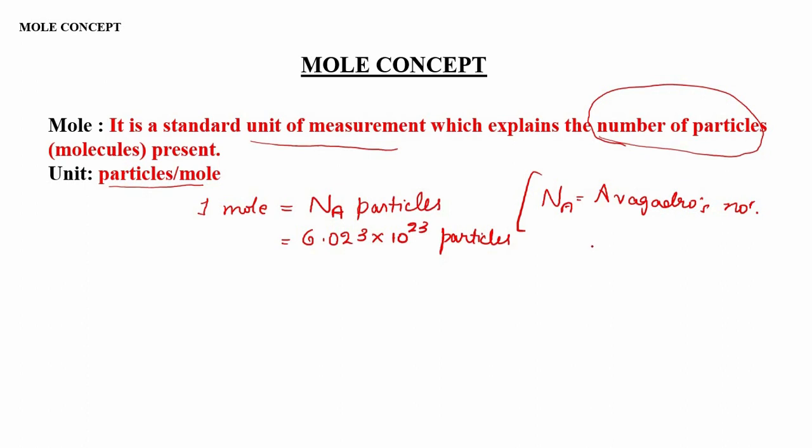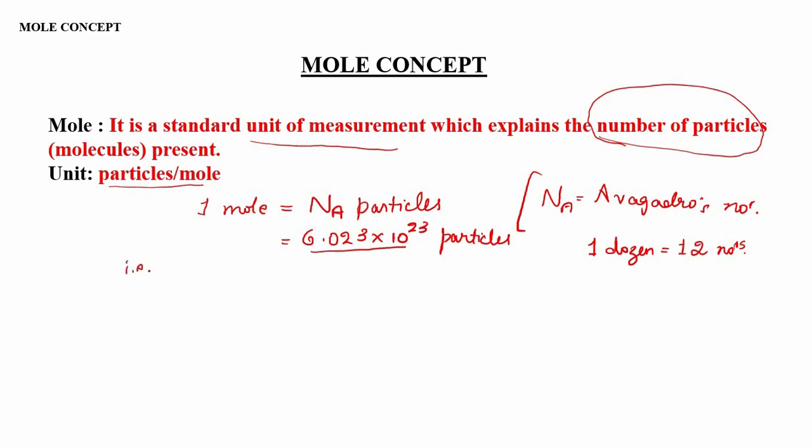Suppose for example, you may be knowing, 1 dozen is equal to how many numbers? 12 numbers, correct? Similarly, 1 mole is equal to how many numbers? 6.023 into 10 to the power 23 particles. So 1 mole of particle is equal to these many numbers of particles.